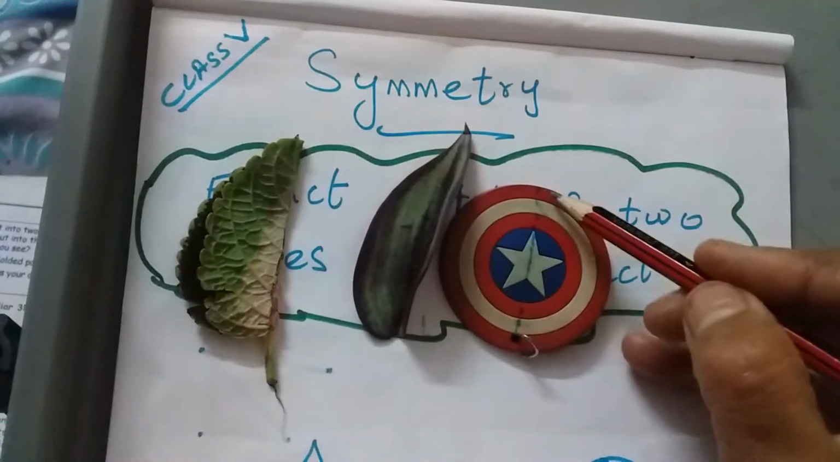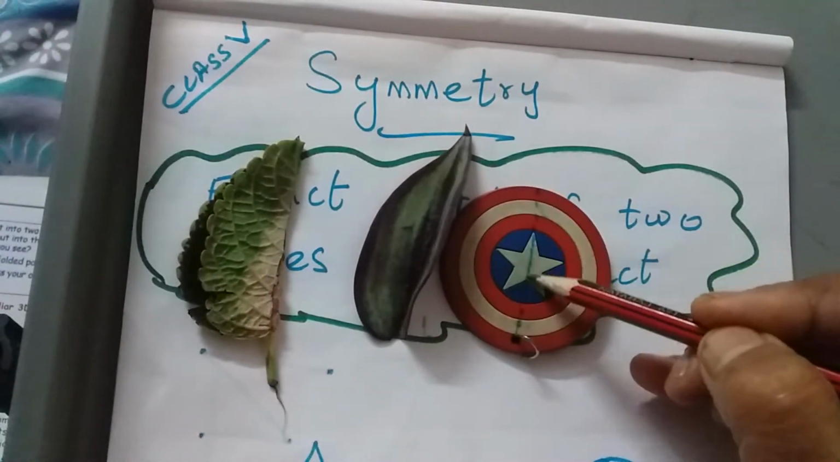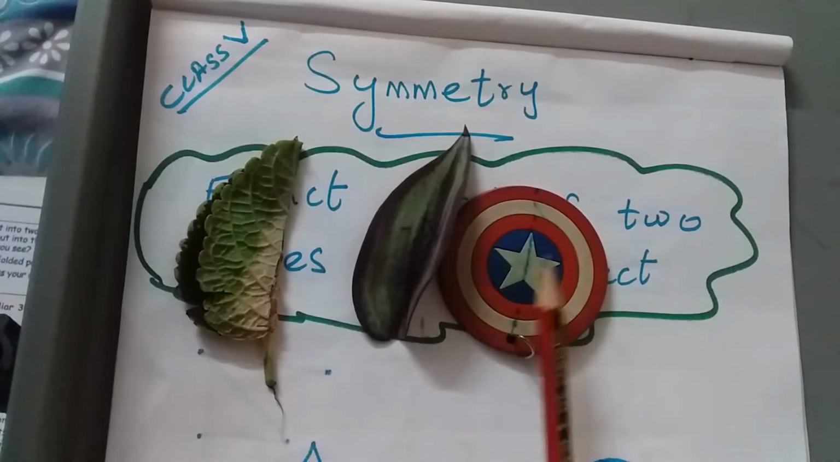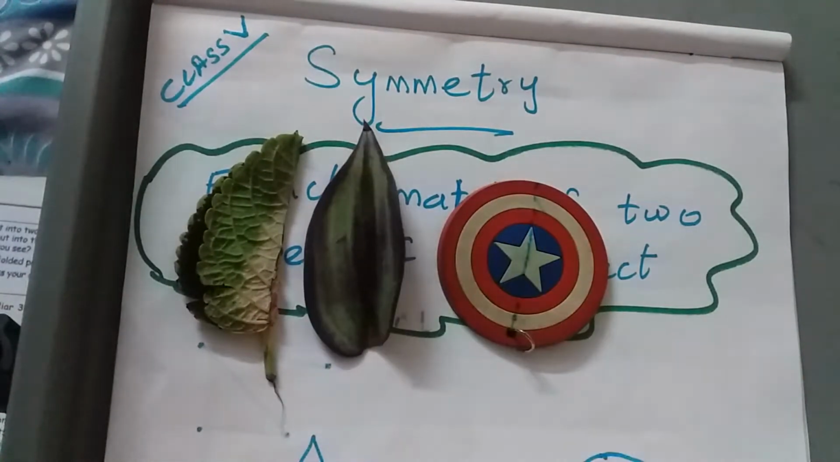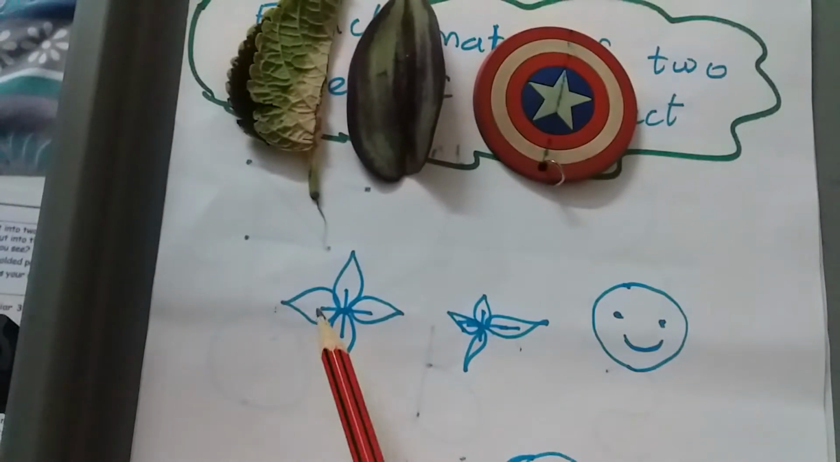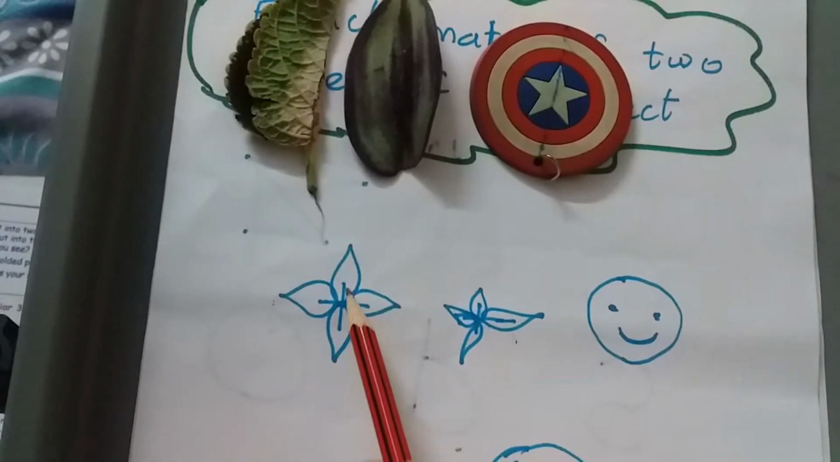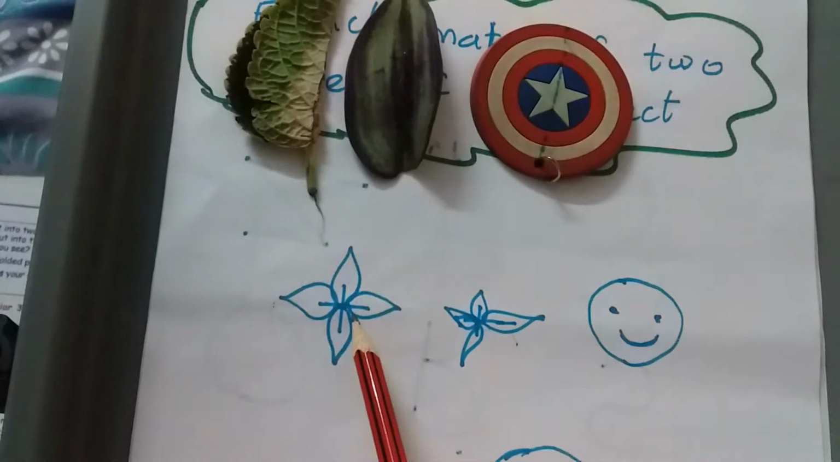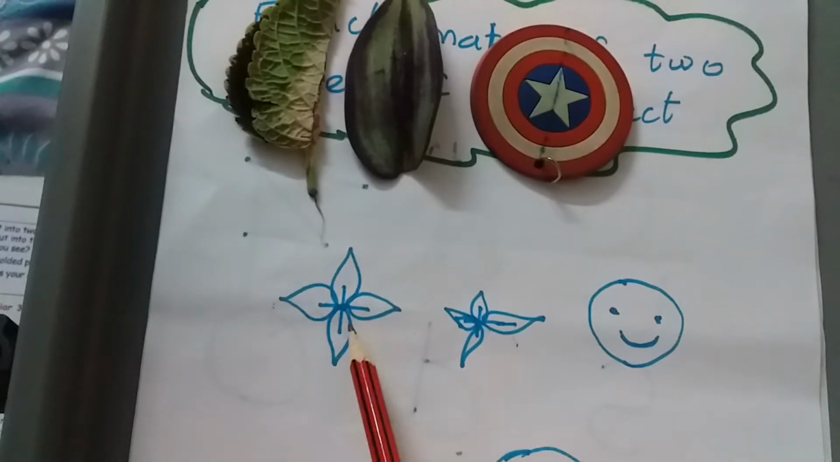And look at this circle. There is one star here. If you draw a line here, this part is the same as this part. Like this, many more things can be observed in nature. And look at this figure. When you draw this design, it is symmetrical. See, these four lines are equal and all the four petals are equal with each other. So it looks so beautiful when it is symmetric.